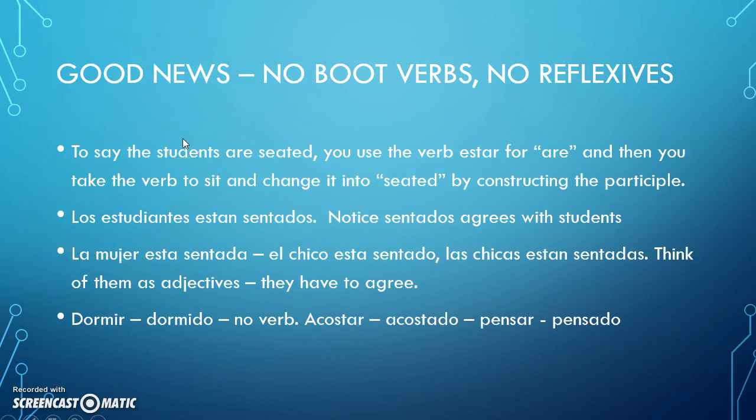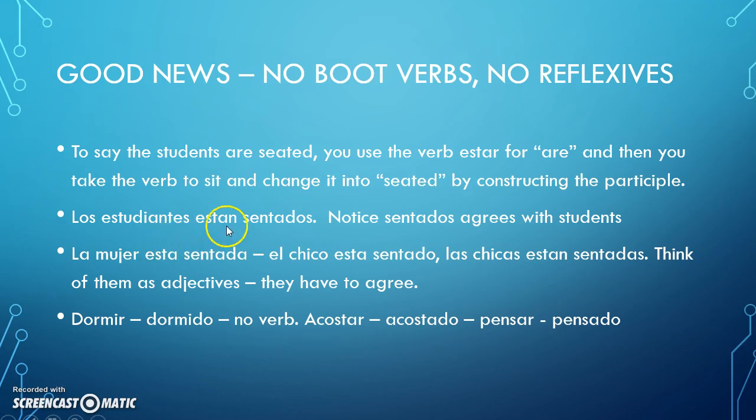Good news about these forms is that there are no boot verbs and there's no reflexive. So even to say the students are seated, you use the verb estar, and then you take the verb to sit and you change it into seated by constructing the participle sentado. You do not need to put the reflexive pronoun anywhere because we're turning these into adjectives. We're not really using them as verbs. Therefore, we do not have to mess with the reflexives.